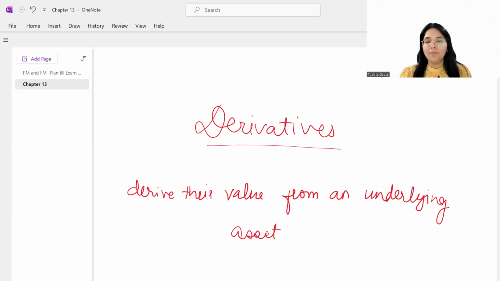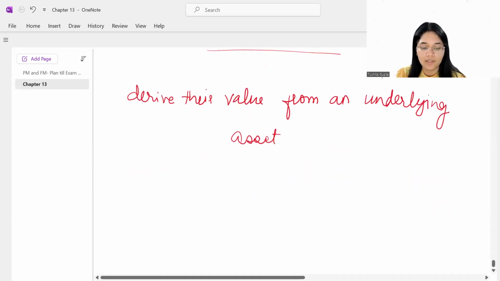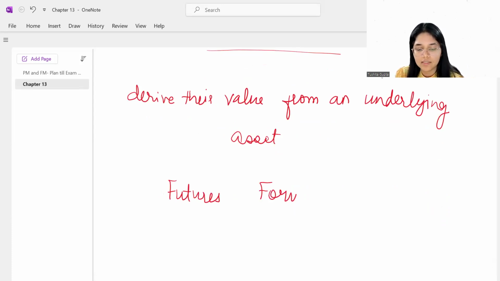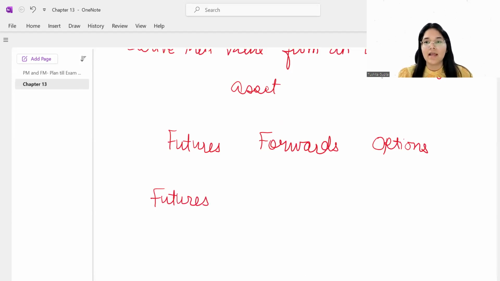Just to sum up the definition, derivatives are nothing but financial instruments which derive their value from an underlying asset. They do not have any value of their own. Now, talking about the types of derivatives which are commonly heard and used, these are called futures, forwards, and options. These are a few types of derivatives that we have presently. The first one is futures. Let's talk about each of them separately with an example.